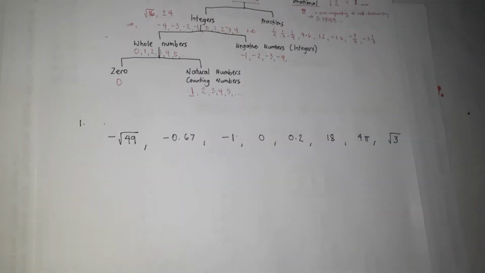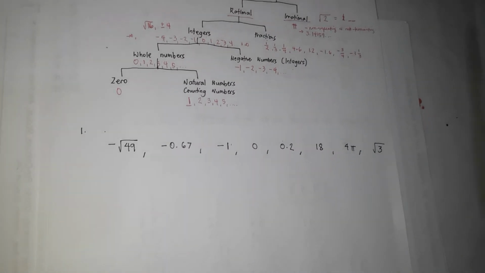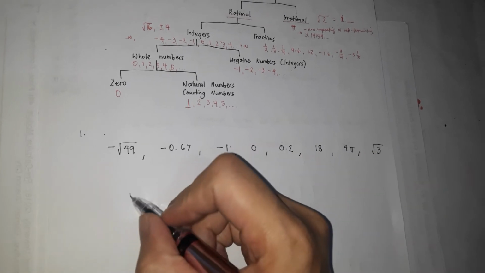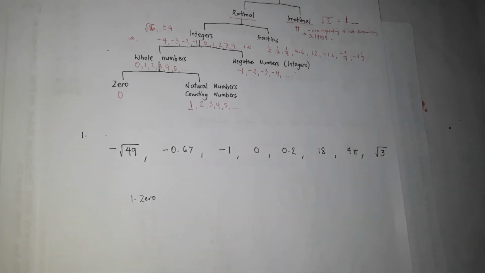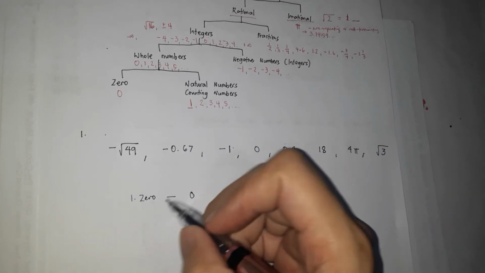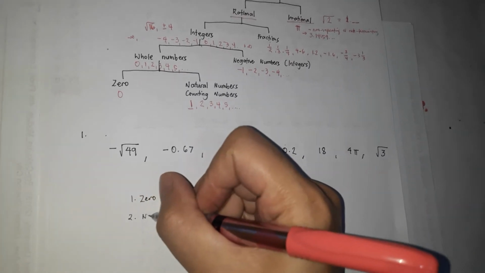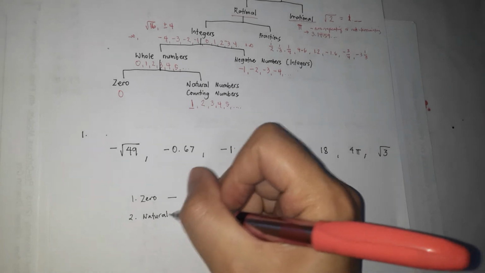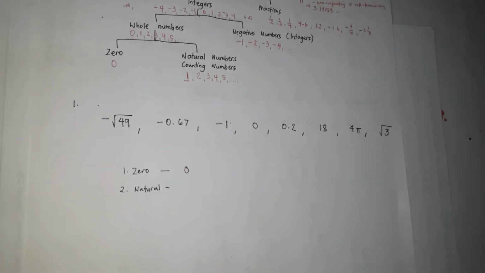So here is an example. We're going to identify which of these is 0. Number 1, which numbers are 0? It's only this one, 0. Number 2, which numbers are natural? So which number here is natural?